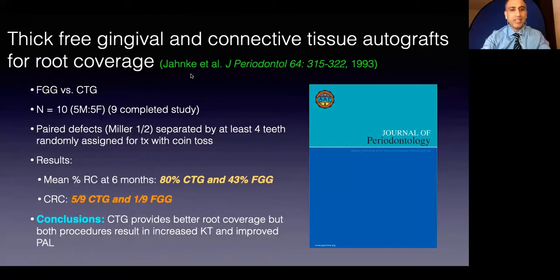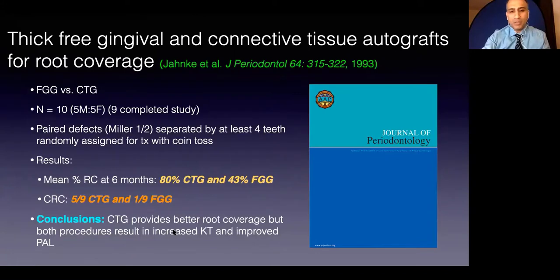One of these studies is by Jahnke and colleagues that was done in the early 90s, where they had 10 patients with paired defects that were separated by about 4 teeth, and they were randomly assigned with a coin toss. And what they found was that the mean root coverage, of course, was greater with a CTG versus an FGG, almost twice as predictable or twice as successful. And even predictability, they were able to get complete root coverage with 5 out of 9 sites with a connective tissue graft and 1 out of 9 with a free gingival graft. So 5 times the predictability.